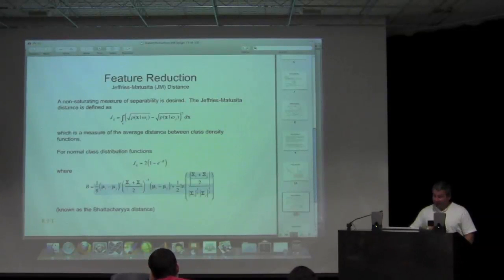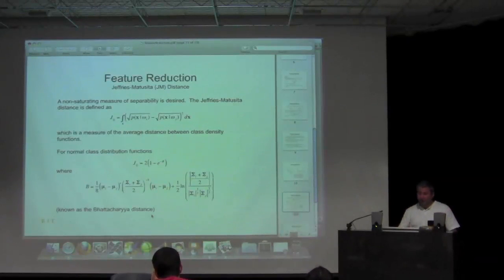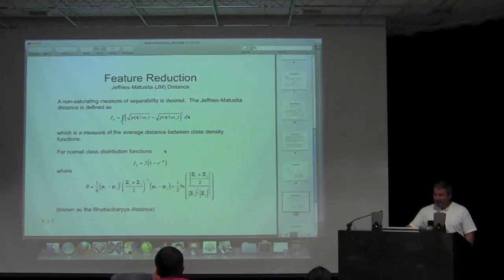Now this metric right here is what's known as the Bhattacharyya distance in a lot of stats textbooks. So if you look up Bhattacharyya distance, you'll see this formula. So it's nothing special that they did here. They just relabeled it. Bhattacharyya distance has existed forever. Jeffreys and Matusita just used it in this form that you have right here. Now, if you look at this function, since you have a negative B in the exponent here, this is going to plateau.